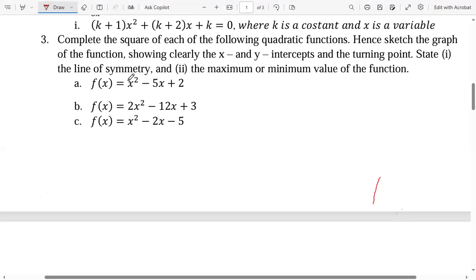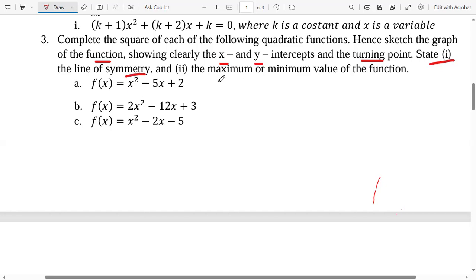So let's look at number 3 here. We are applying the completing the square concept now to sketch quadratic functions. They are saying complete the square on each of the following quadratic functions, and then hence sketch the graph of the function showing clearly the x and y intercepts and the turning points. After you sketch, state the line of symmetry, and then state the maximum or the minimum value of the function. So we are going to use completing the square to do this.